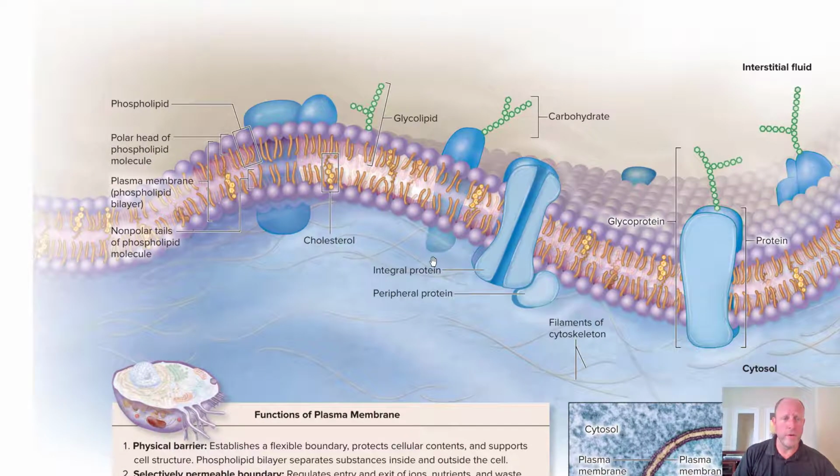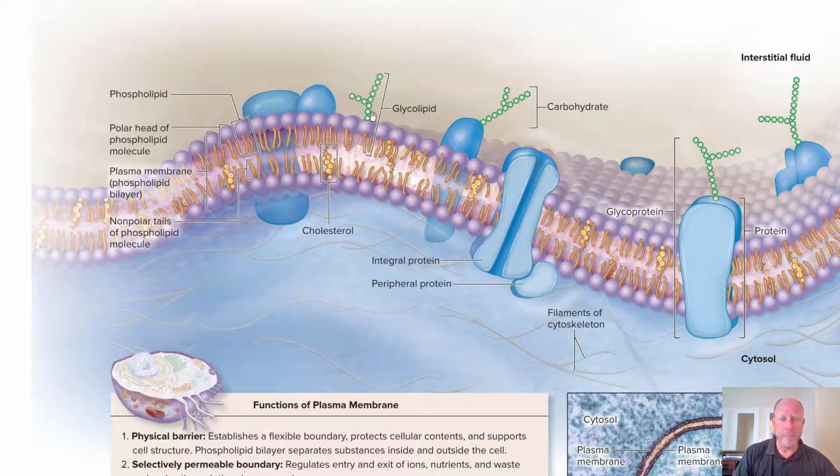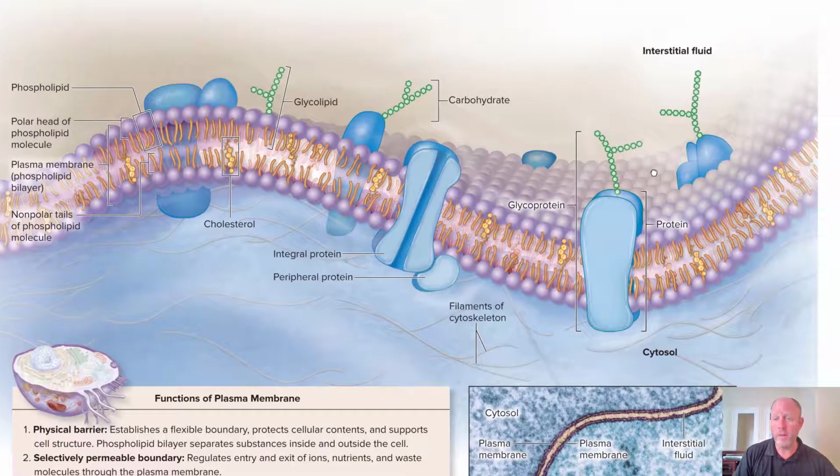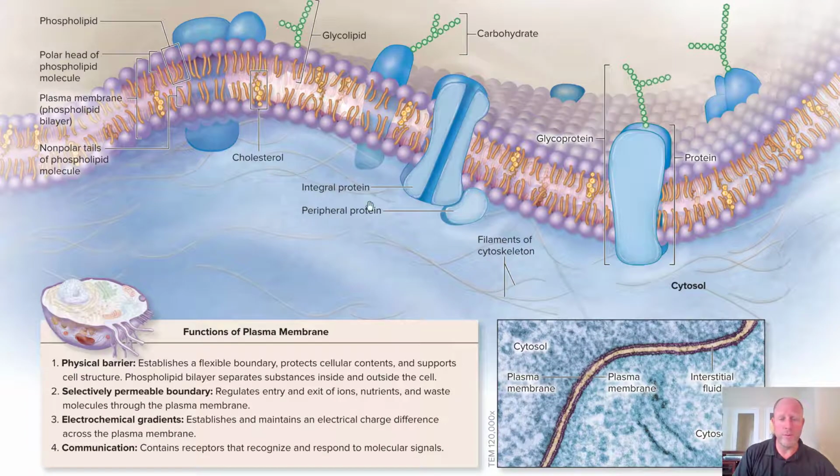Also, for a pretty good reference here, you'll see the phospholipid bilayer. See the glycolipids there, which refer to the carbohydrate portion. The interstitial fluid is all outside the cell here, and of course the intracellular fluid is here in the cytosol. You can see an integral protein here and a peripheral protein, filaments of the cytoskeleton here, and another protein here. We'll talk a lot about these proteins in a little bit.